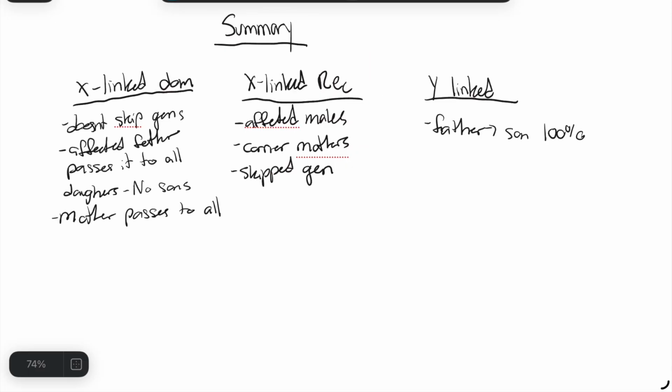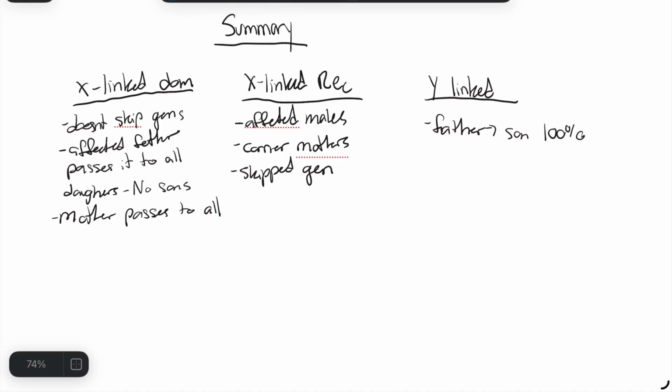So to summarize everything that we talked about in our X-linked inheritance patterns, X-linked dominant will not skip generations. So if we have 3 generations, which we didn't see in the previous example, we must see it present in all 3 generations. If there's an affected father, he will pass it to all of his daughters, but not to any of his sons. And the mother will pass it to all her offspring.